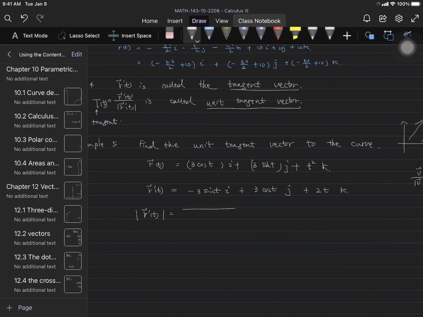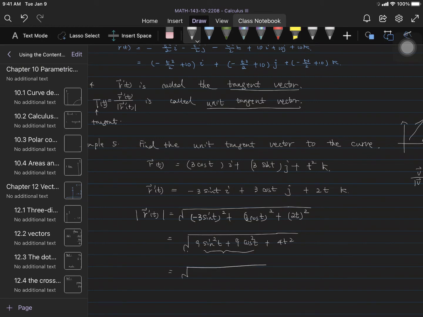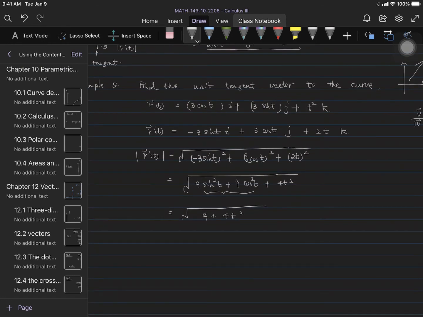Do you still remember how to calculate the length? The square root of the sum of the component squares, right? Negative 3 sine t squared plus 3 cosine t squared plus 2t squared, and take the square root. We can simplify this. It becomes 9 sine squared t plus 9 cosine squared t plus 4t squared. When we combine those two, we can factor the 9 out, and sine squared plus cosine squared is 1. So actually here it is the square root of 9 plus 4t squared. That is the length.